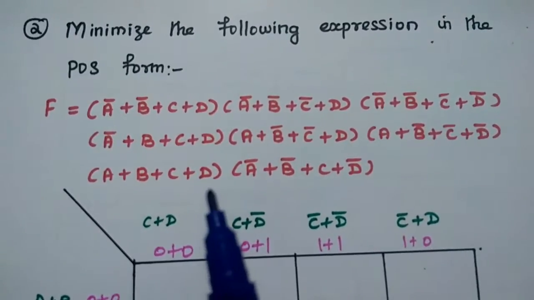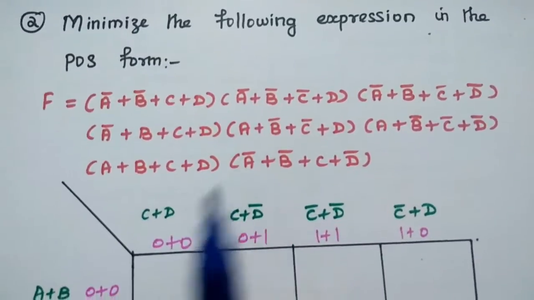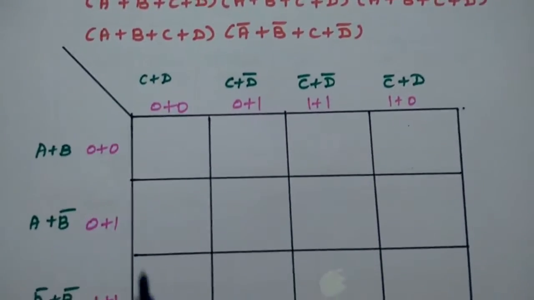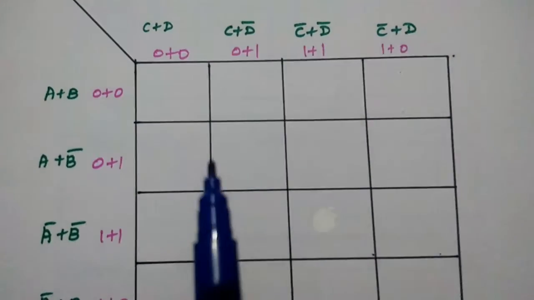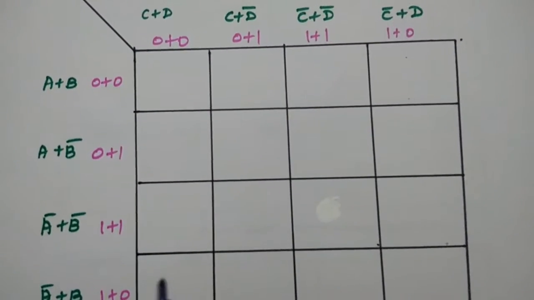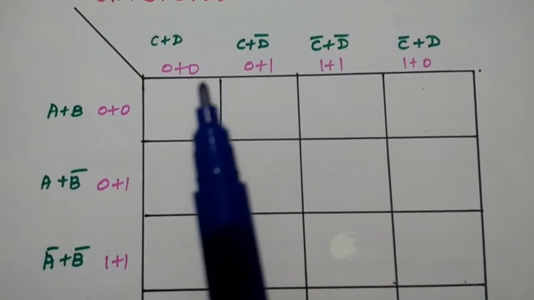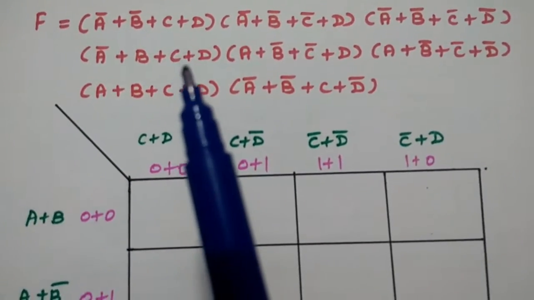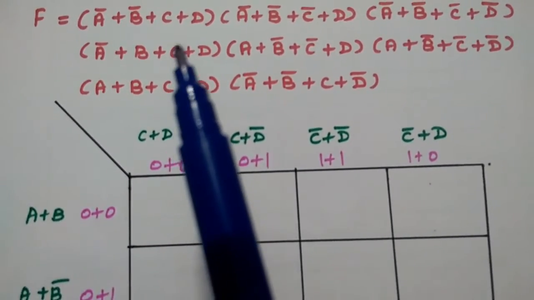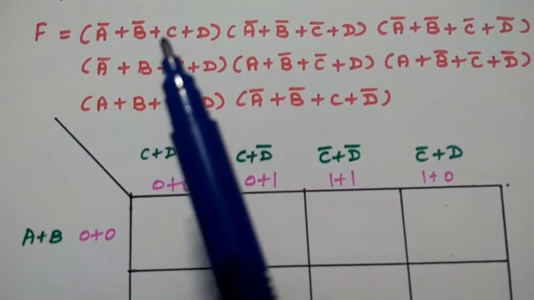So how many variables are used? 4 variables. A, B, C and D. So the first step is to draw the K-map for these 4 variables. So there are 16 cells. Okay. So here it is AB. Here it represents CD. So next step is to place the values to the respective cells for the given max terms.